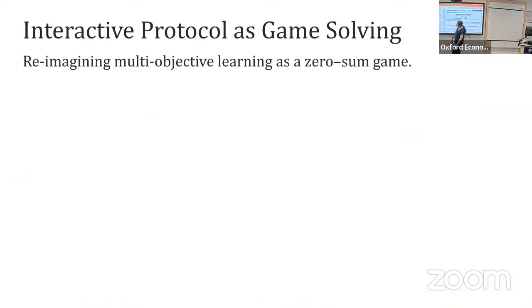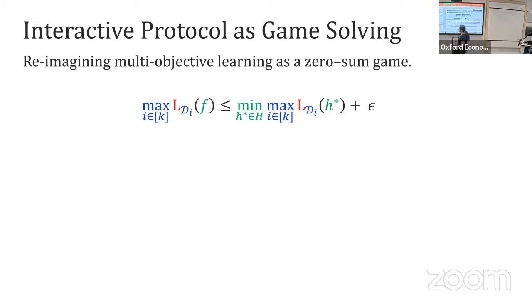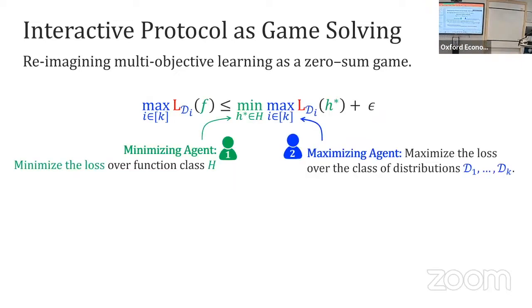And what is an interactive protocol? I like to think about it as game solving. I already gave a tutorial 2 days ago that covered a bunch of these things, but let's do a short version. I wrote this as some kind of min-max. And when I think about min-max, I can always hallucinate the existence of two different agents. One of them is minimizing the loss over some class of functions, and the other hypothetical agent is maximizing the loss over the class of distributions.